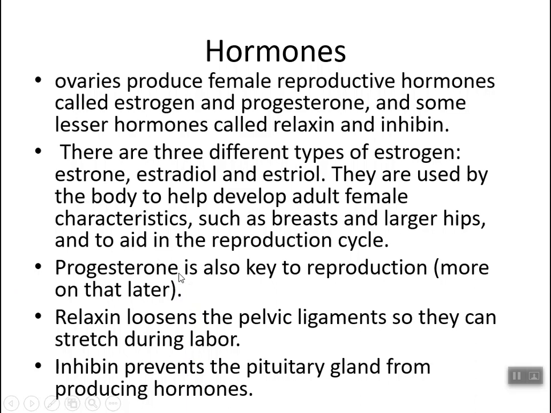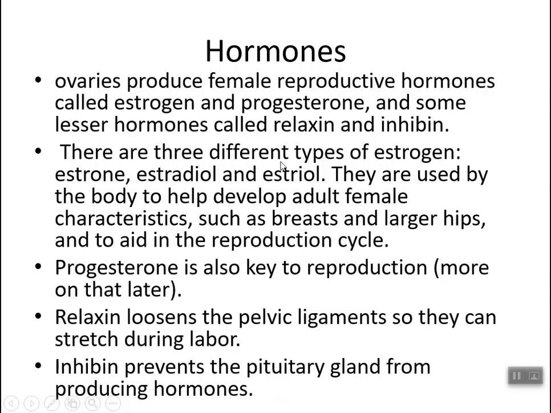Next, relaxin. Relaxin acts during labor, at the time of delivery. It helps to stretch the ligaments and to dilate the cervix. Relaxin loosens the pelvic ligaments so they can stretch out during labor, so it is secreted only at the time of labor or delivery. And inhibin prevents the pituitary gland from producing hormones, meaning the production of the hormone is ceased by inhibin.